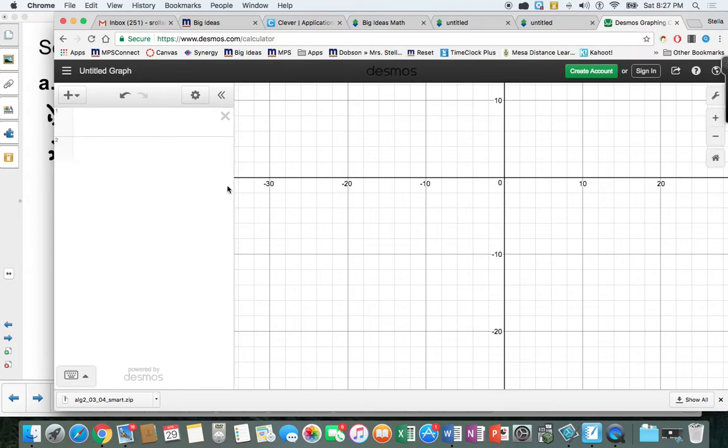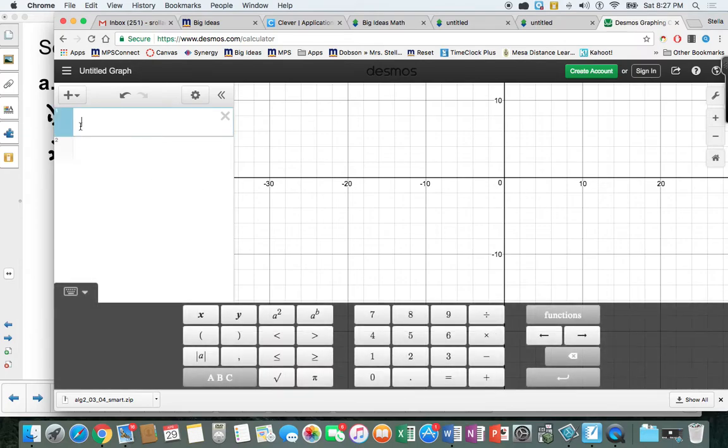So let's go ahead. Here's Desmos, and we're going to type y. You can either use your keyboard or the keyboard here. Y is equal to, and our first equation was x to the second power. And again, you can use your keyboard or the keyboard provided, plus 3x minus 4.